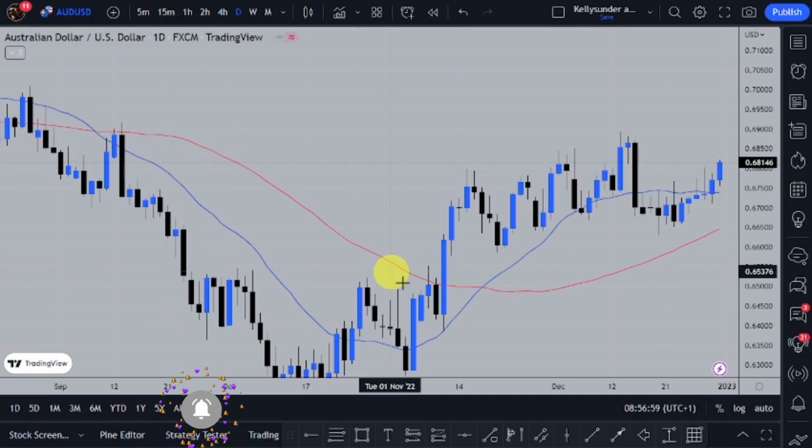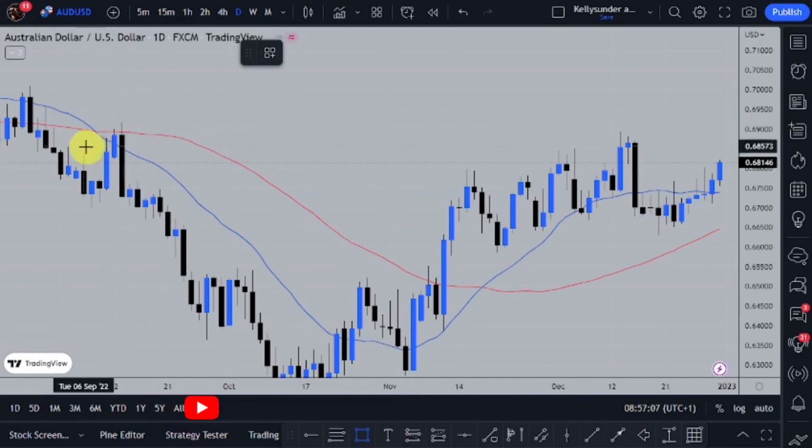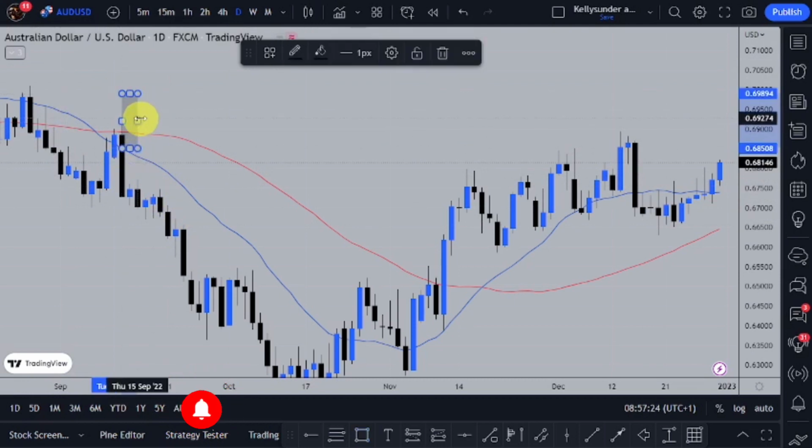So I want you guys to identify something right here. I'll be using this rectangle too. I want to point out, watch closely when the blue 20 EMA moving average crosses the 50 EMA moving average. You understand? So this 20 crossing the 50, you saw that it was a sell. So once you identify something like this, which we are just seeing here right now, right?